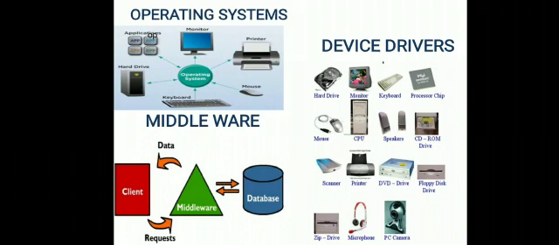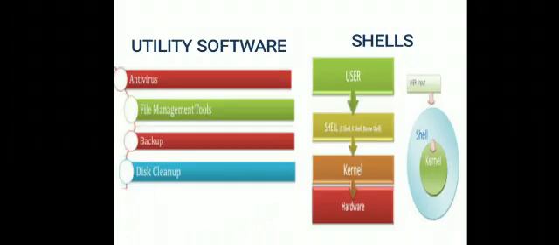And the third is middleware. Middleware is interconnecting data and database through a client server model. The fourth type is utility software. We have seen there are several types of utility software: antivirus, file management, backup and disk cleanup. And the last, fifth type of system software is the shell, the user interface, which interacts with the kernel, and the kernel can interact with the hardware. So these are the 5 types of system software we have seen in the previous lesson.